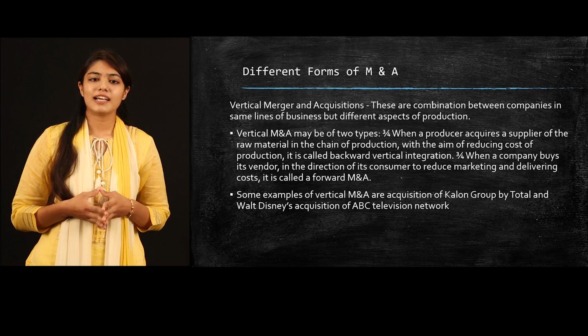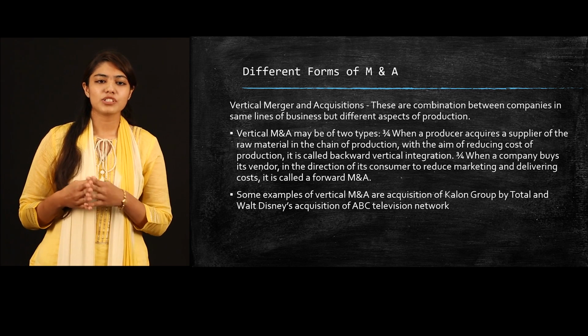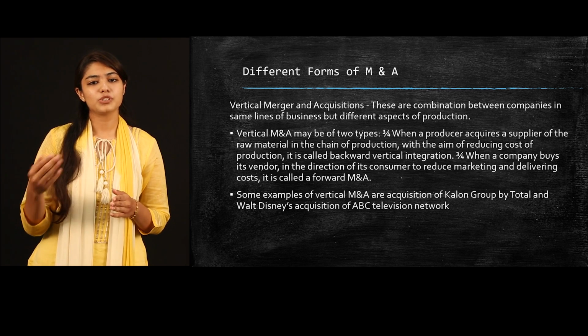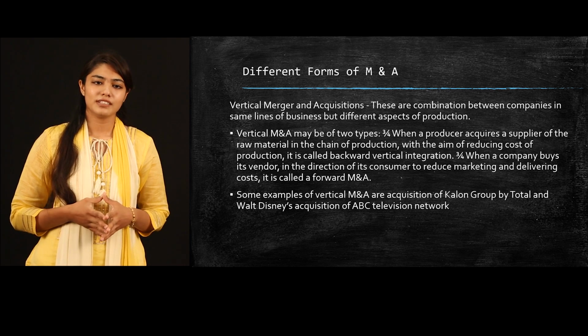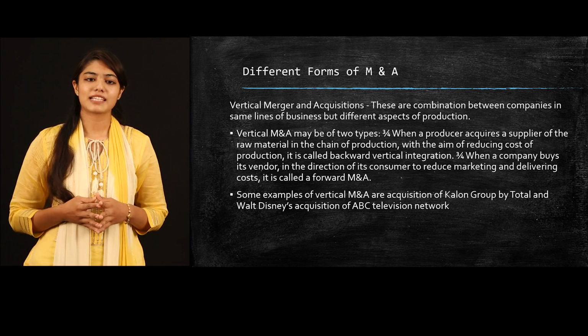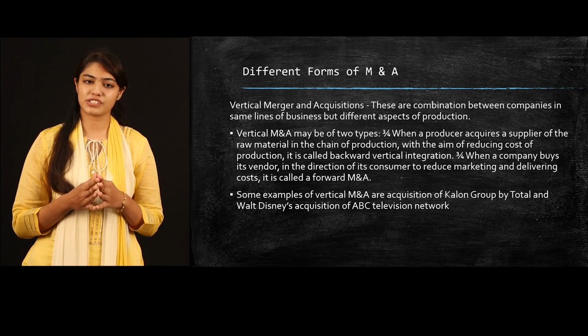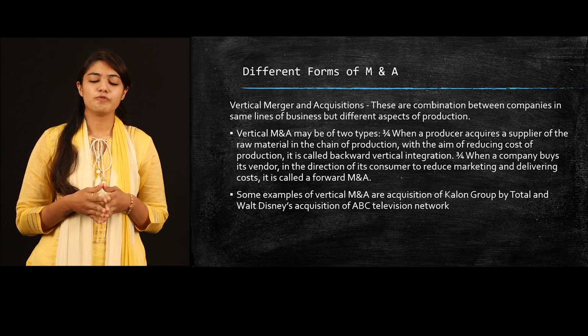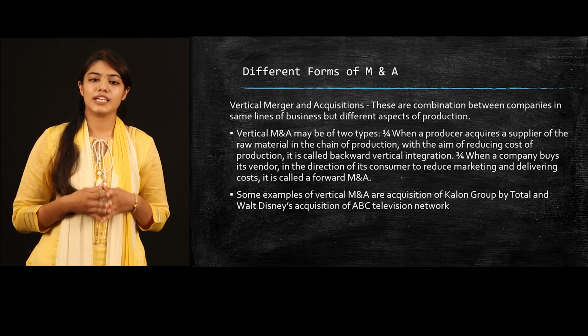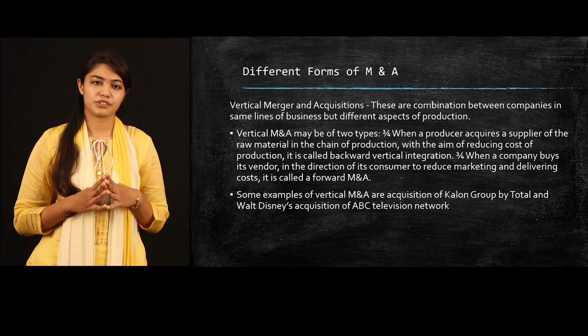When a company buys its vendor in the direction of the consumer to reduce marketing and delivering cost, it is called forward M&A. Some examples of vertical mergers and acquisitions are acquisition of Calon Group by Total and Walt Disney's acquisition of ABC television network.